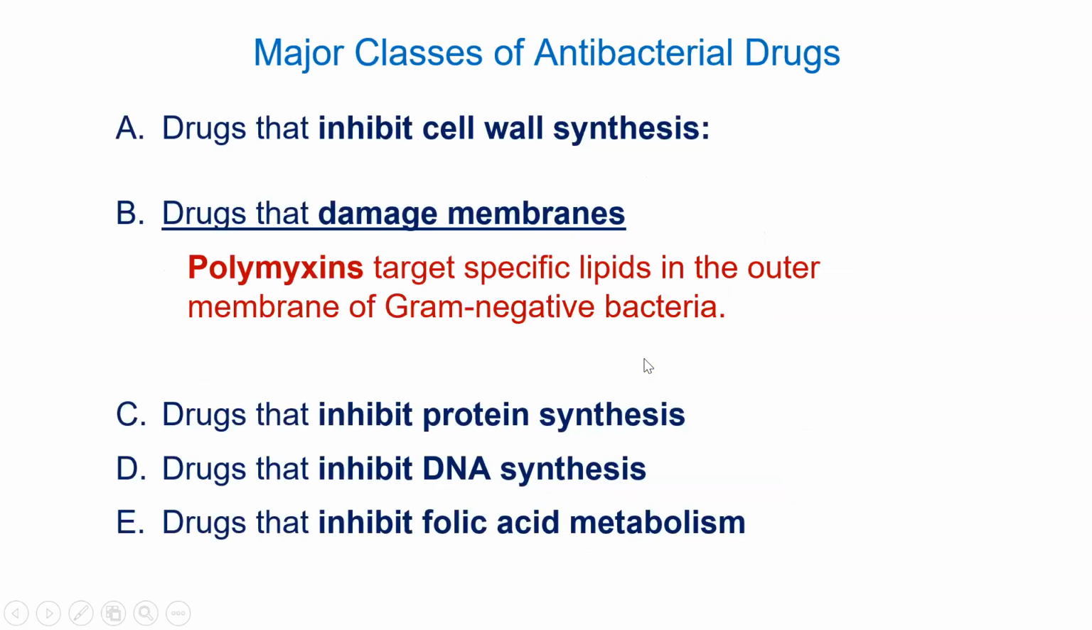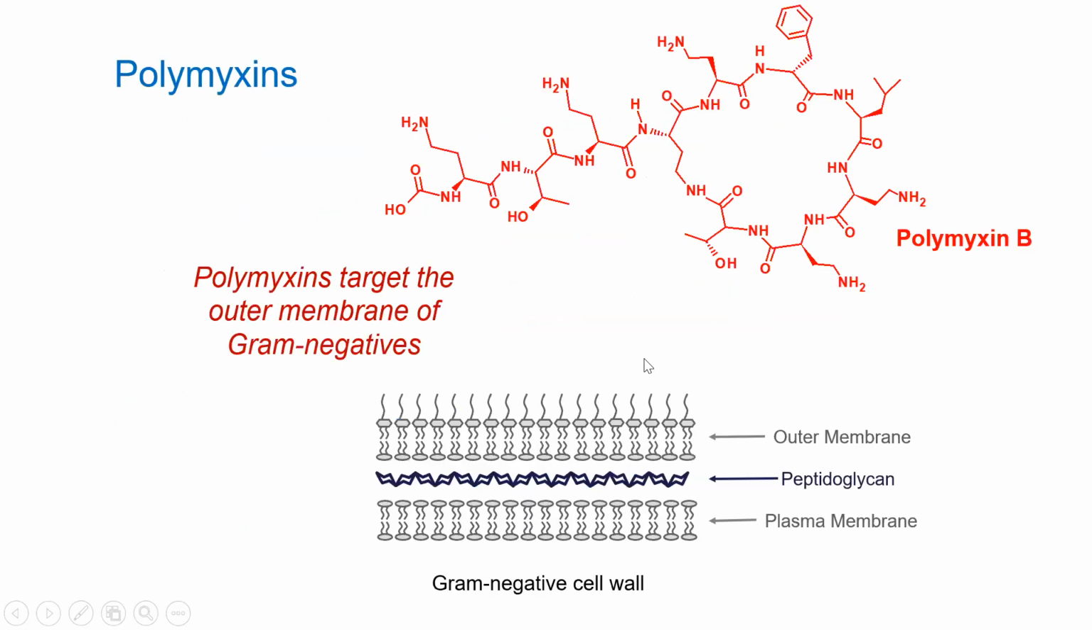Okay, so that's the cell wall. What other targets can we look at? We can look at the membrane. Remember I was saying the gram negatives have unique membranes, that outer membrane. Polymyxins fit that category.